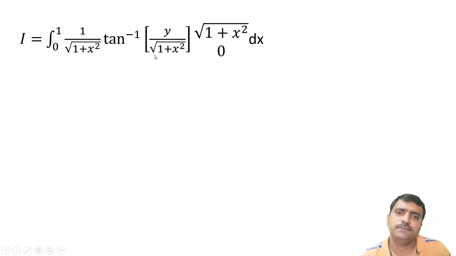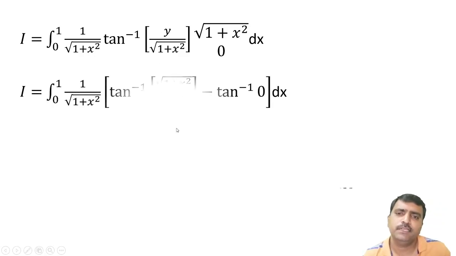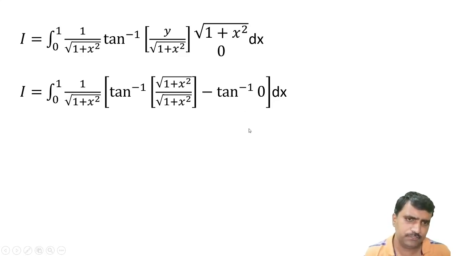Tan inverse of root of 1 plus x square by root of 1 plus x square, minus tan inverse of y is 0. It is tan inverse of 0. Tan inverse of 0 is 0. It becomes 0 only, nothing changes. So it is 0 only.